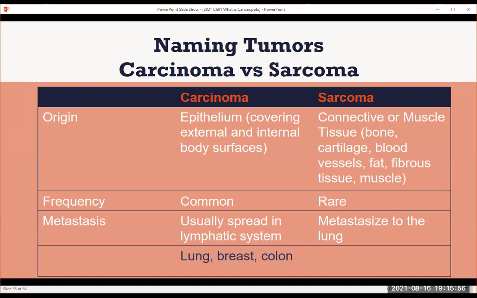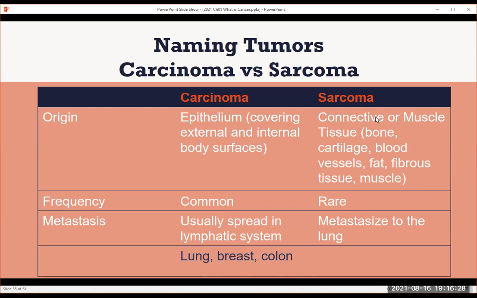You'll hear the terms carcinoma and sarcoma, and they indicate the origin of the tumor. A carcinoma would arise from the epithelium, which could be a covering of an external or an internal body surface. Carcinomas are very common and they do metastasize. They can spread through the lymphatic system. Some examples would be lung, breast, and colon carcinomas.